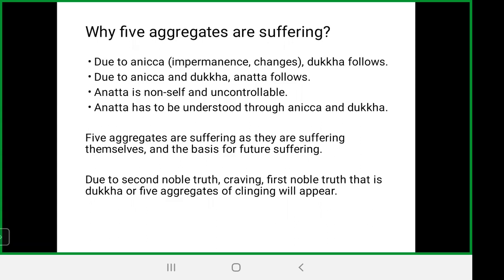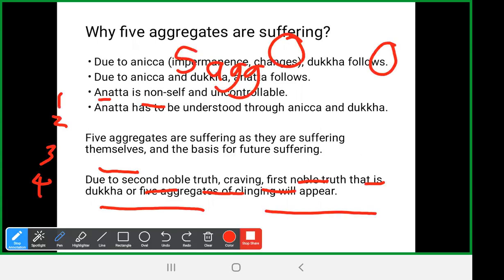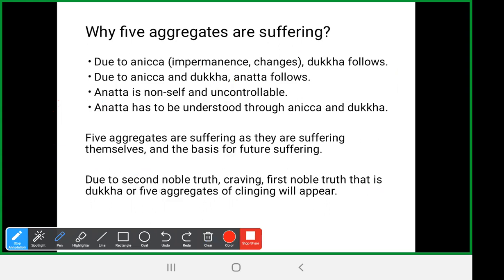When we come to the idea of suffering, we need to know why it is suffering. Suffering means dukkha, but we need to start from anicca, right? What is anicca? Anicca means impermanence or change. So things that are impermanent or changing are dukkha, all right? When things are anicca and dukkha, then you get the idea of anatta.